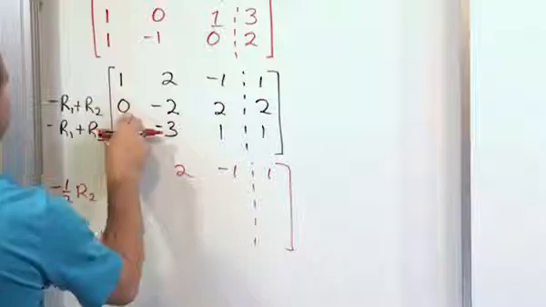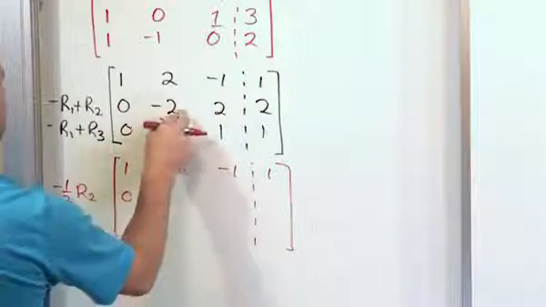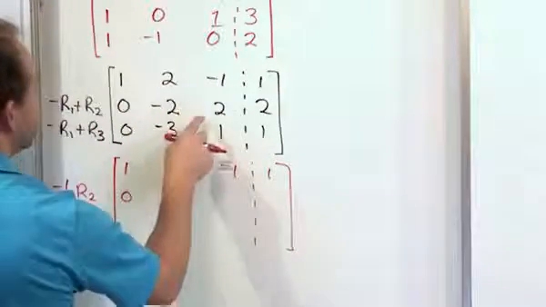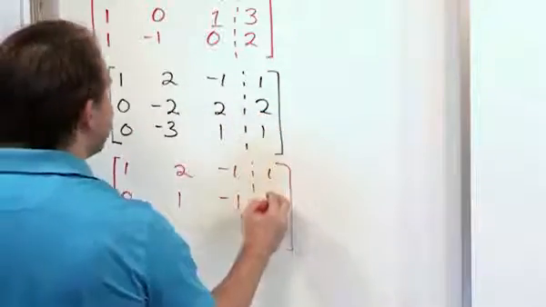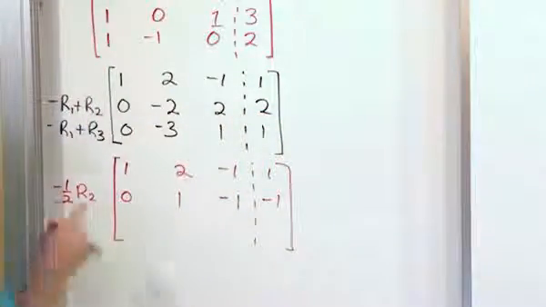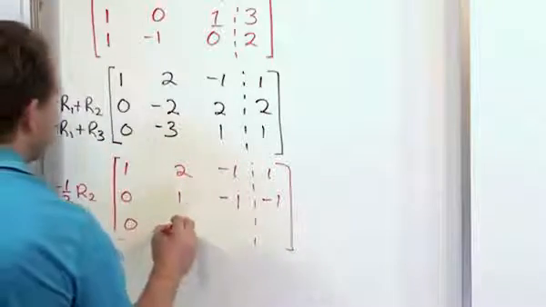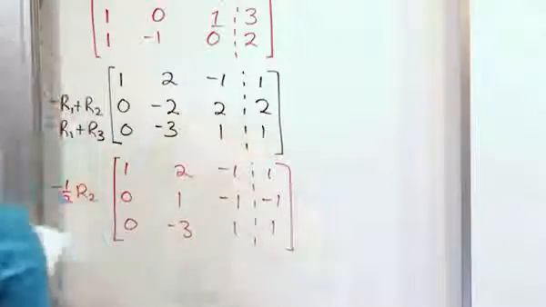So when I say negative 1/2 times this, it's still going to be a 0. Negative 1/2 times this would be a positive 1. Negative 1/2 times this will give you negative 1. Negative 1/2 times this will give you negative 1. And I'm going to leave the bottom alone. 0, negative 3, 1, 1.